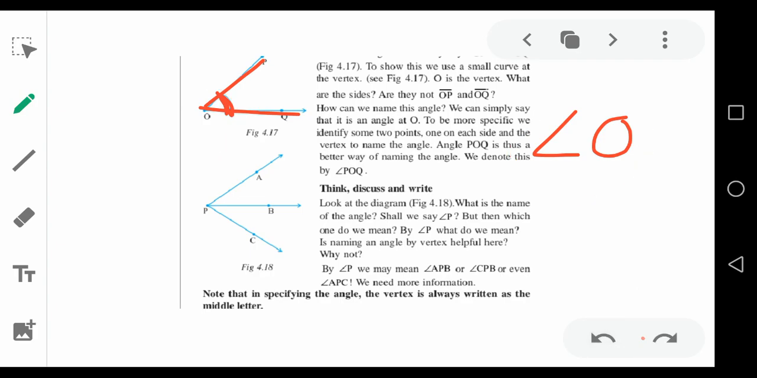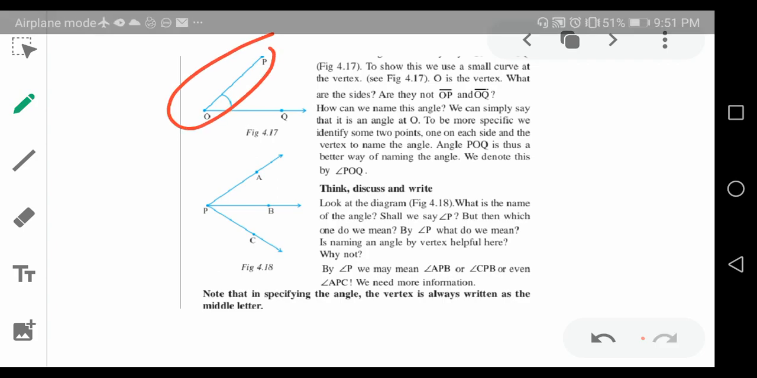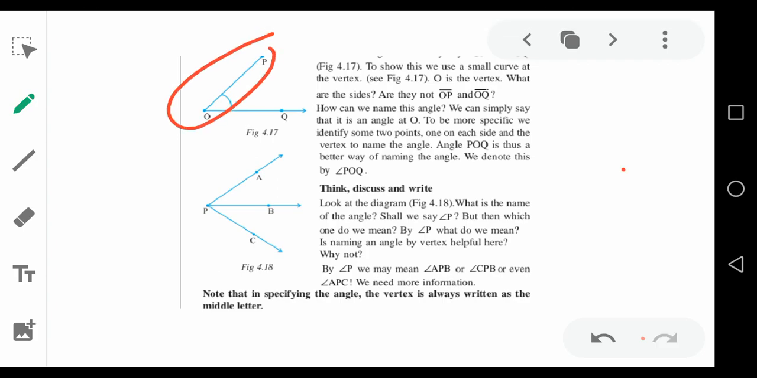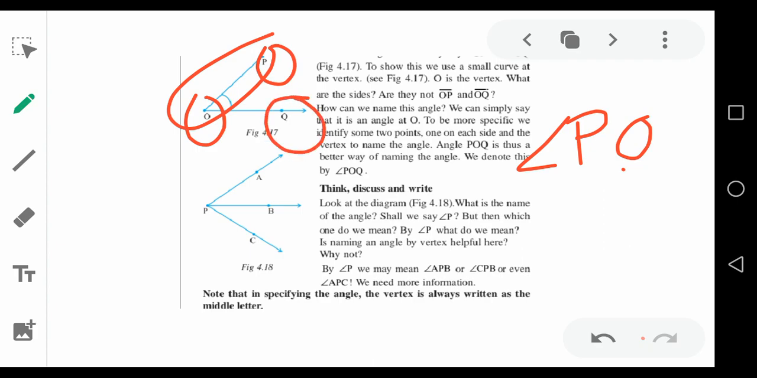Now to become more specific, we have to mention the rays. So which ray? OP is the first ray, right? Okay. So here we'll start from P. Always start by drawing a small angle symbol. Angle P. So where is the angle formed? At O. So that O should be in the middle. Then what is the next? Q. That is the next ray point on that ray. So angle POQ.